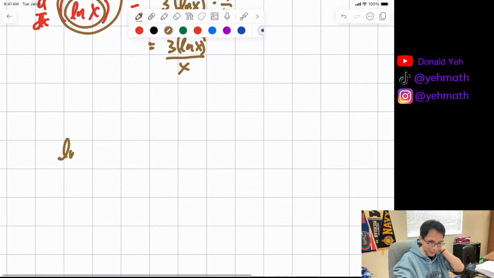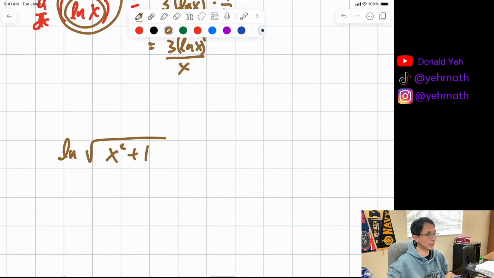Now it seems like everybody messed up this one because nobody is thinking about algebra rather than calculus. How do I take a derivative of ln of square root of x squared plus 1?